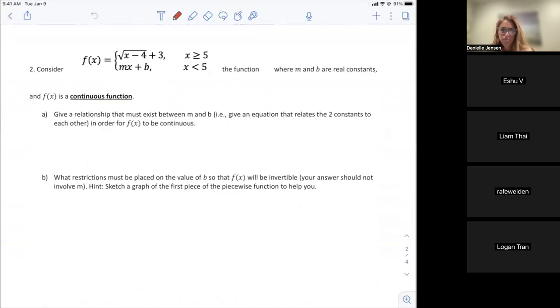What that actually means is when I plug in the restriction for the first piece, that should have the same output as when I plug in the restriction in the second piece. So what do we get when we plug in 5 in the first piece? Did people get that output, 4? Sorry, 1 plus 3 is 4. In order for this to be continuous, when I plug in 5 for x into the second piece, I should also get 4. So that was the answer to the first part.